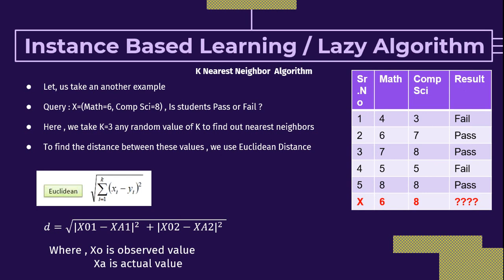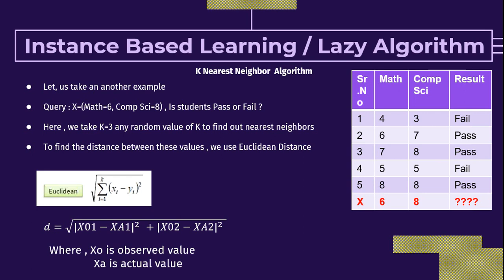Now let us consider we are taking the value of k equal to 3. You can take any random value. First of all, the value of k you can choose is random, but you have to choose an odd number. You can select 3, 5, 7, 11, 13, 17, anything. For simplicity, I am considering the value of k here as 3, to find the nearest neighbors.